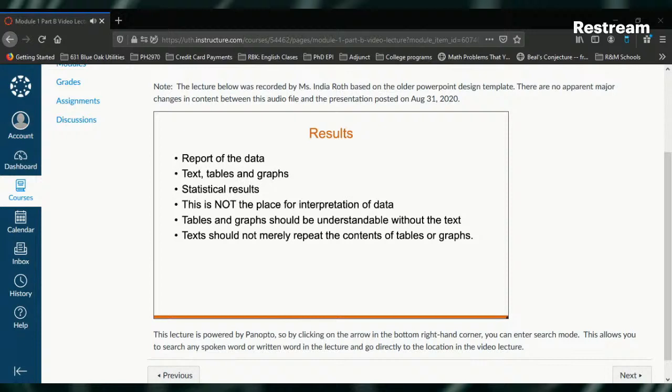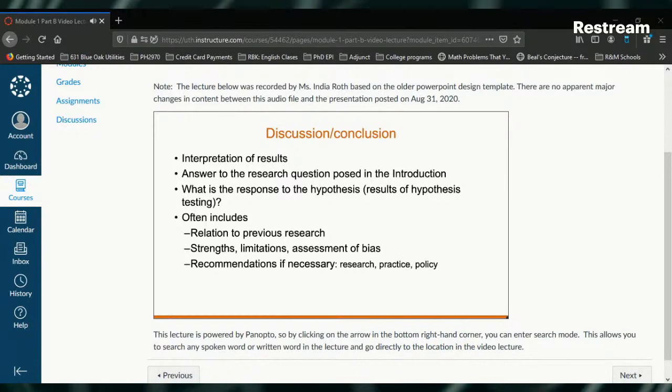In the discussion section, the authors analyze their results and explain the significance of their findings. They also may explain how the study was conducted. It may include the interpretation of all of their results and answers to the research question posed in the introduction. You may want to know what is the response to the hypothesis, the results of hypothesis testing, and often it includes the relation to previous research, strengths, limitations, assessments of bias, and recommendations on future research practice and policy.